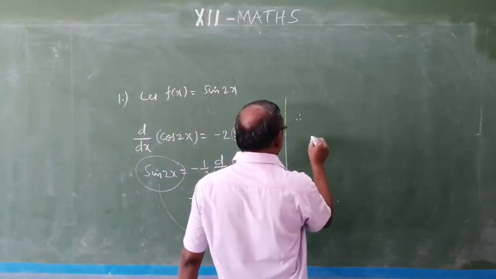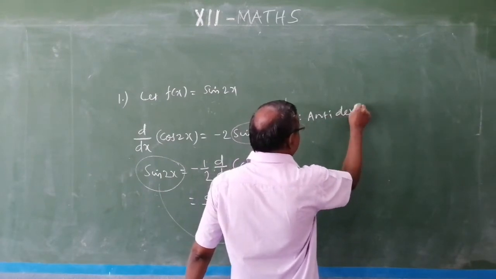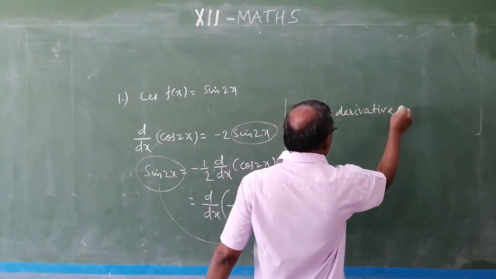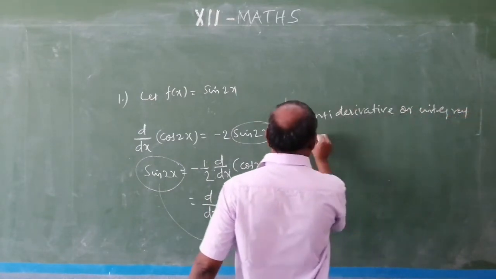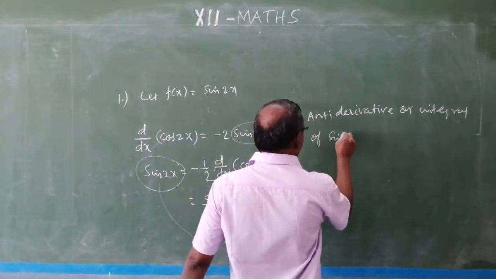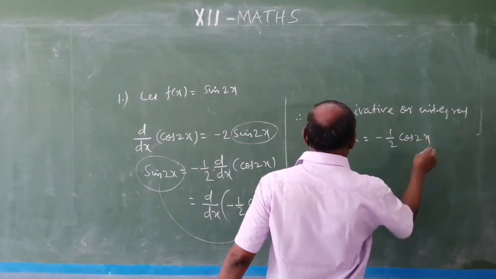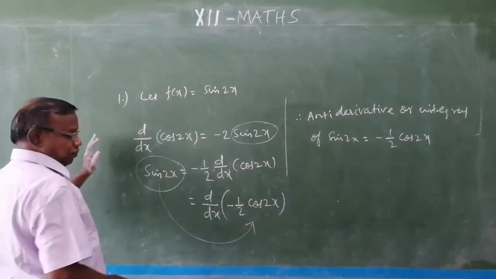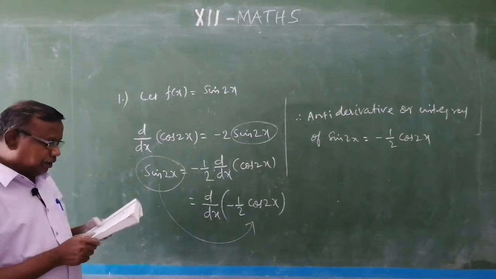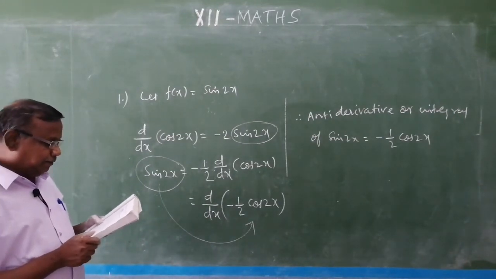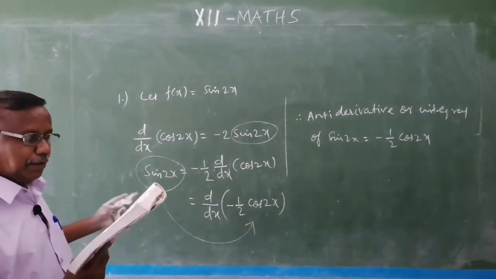Therefore, the antiderivative or integral of sin 2x is nothing but minus 1 by 2 into cos 2x. So, this is the first problem. Now, the second problem you can do, and let me take 3, 4, 5 and all. So, in the third problem we are given e power 2x.